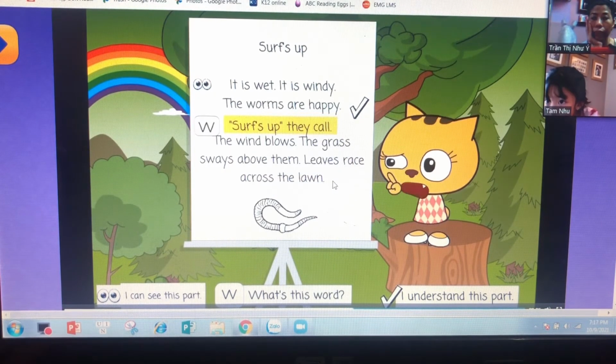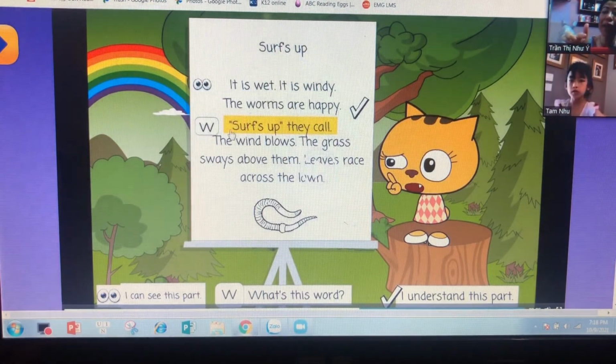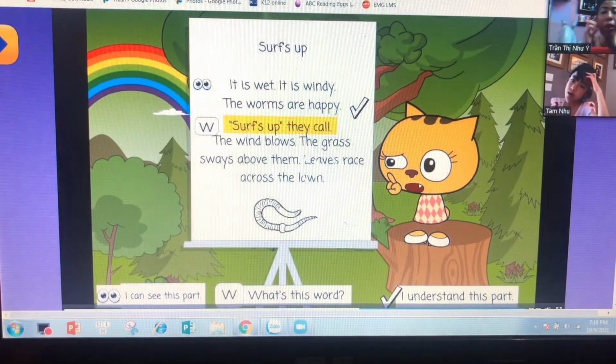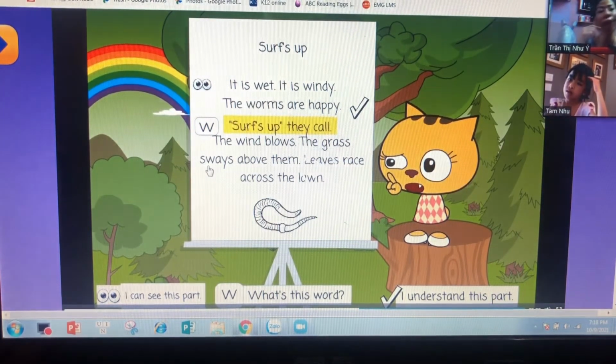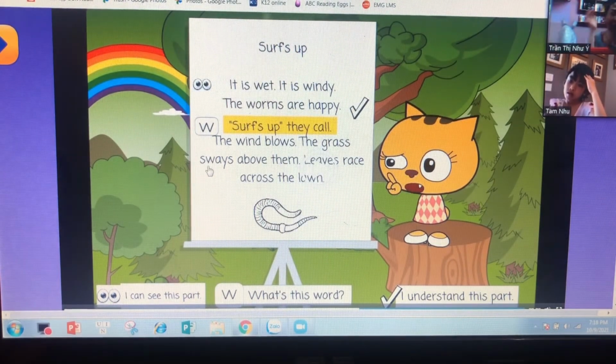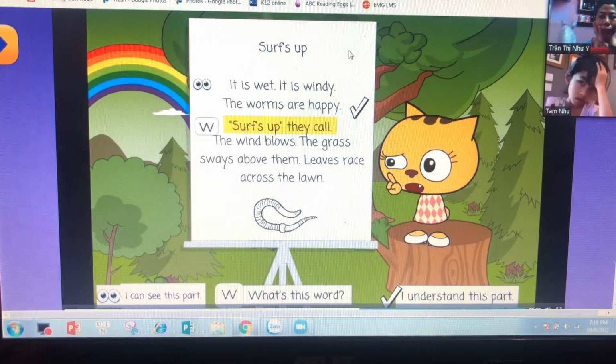I'm not sure what the words surfs up mean. So the cat doesn't know what surfs up is. What does surfs up mean? So they put a w, put the word next to surfs up. So the cat will ask her teacher or a parent later. Sway. The wind sways, the grass sways. Okay, so I am going to put a what's this word think mark next to them.